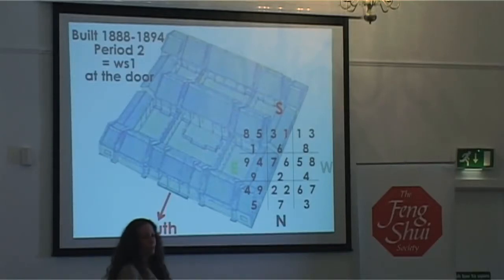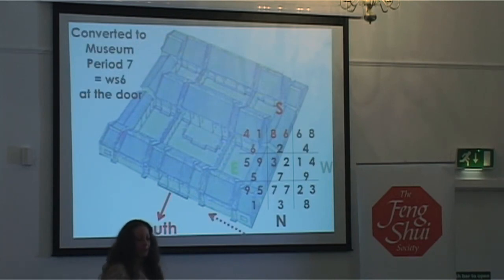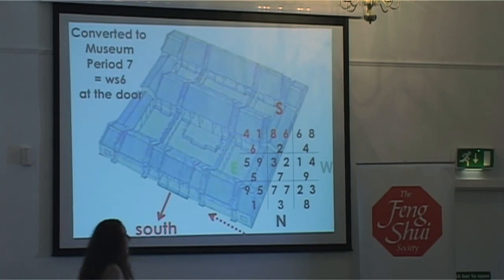So this is a period 2 building, and we see that the water star 1 is at the front door, which represents wisdom, which is what they were looking for. And then, when they changed it into a museum, maybe they changed the period of the building, and as you approach the building, you come from this direction, which is a 4 and 1 combination, very good for academic success.